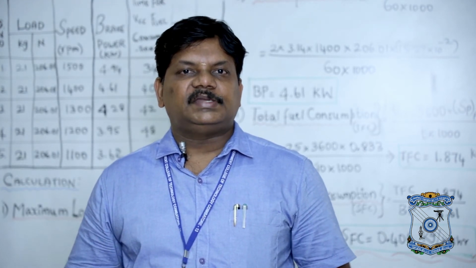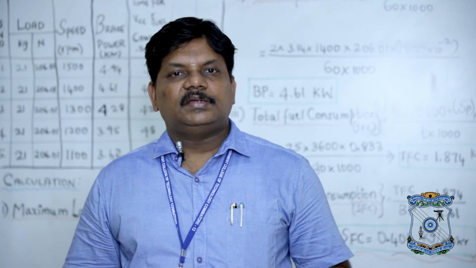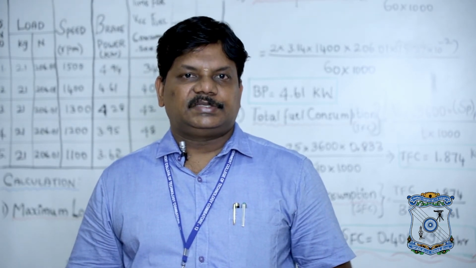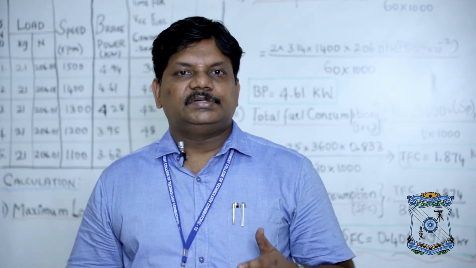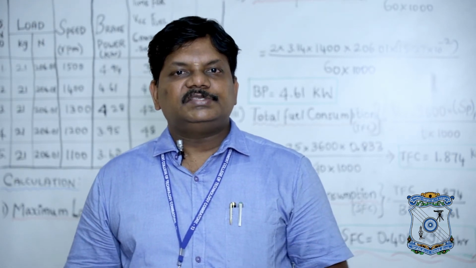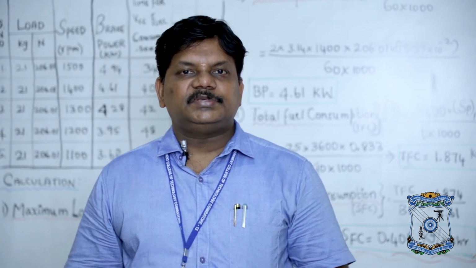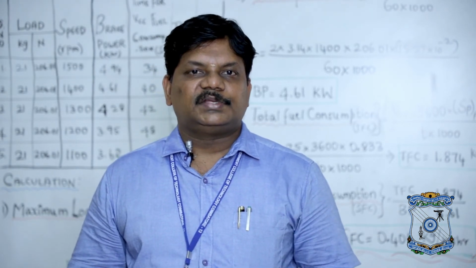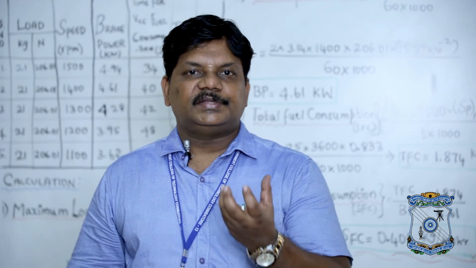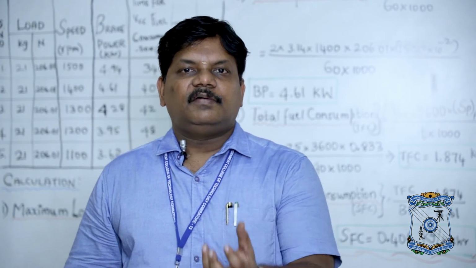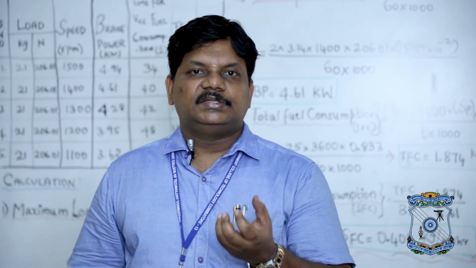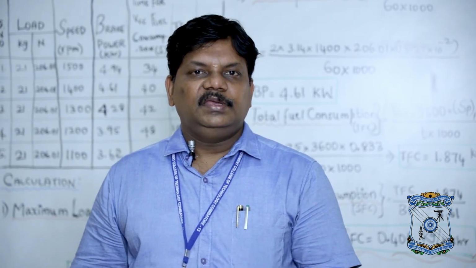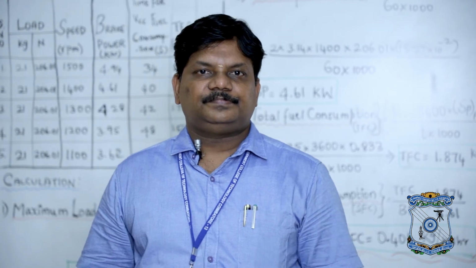With the help of that tabulation, we will find all this data, and then we will draw a graph to find the economic speed, that is, the speed at which the fuel consumption is very less. The fuel consumption here refers to specific fuel consumption. When the specific fuel consumption is very less, that speed is considered the economical speed of the given CLM engine.